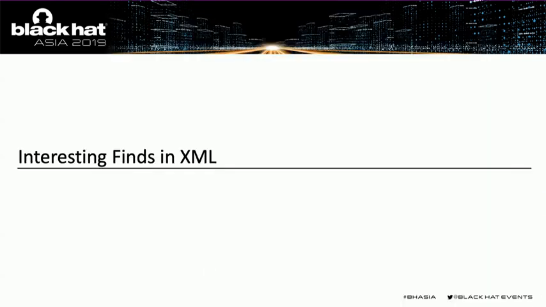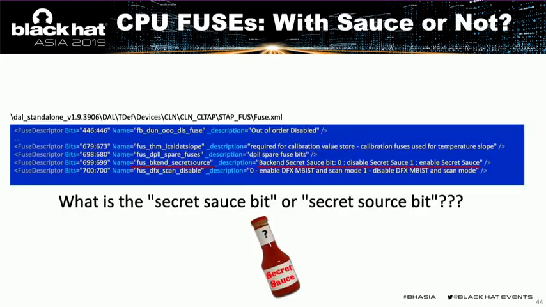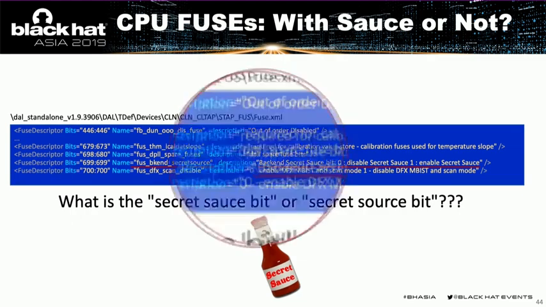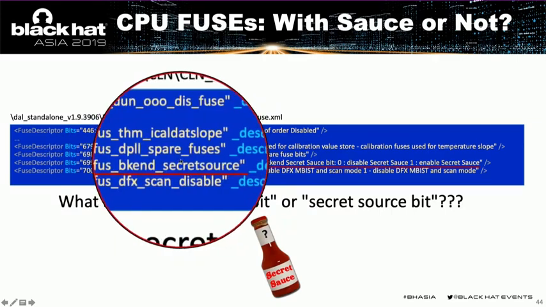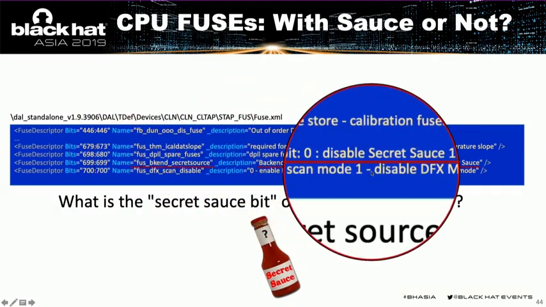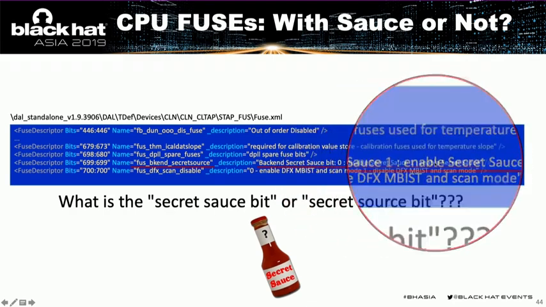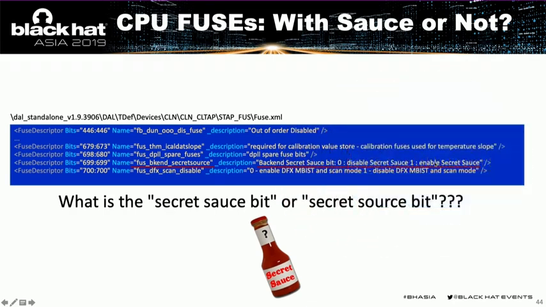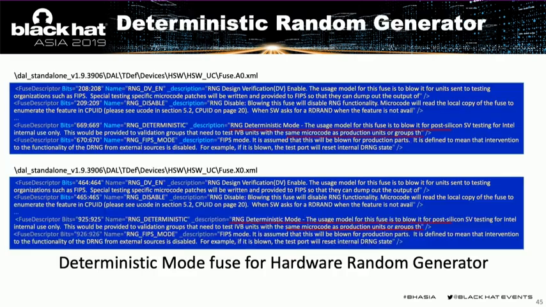Also, we found many interesting things in these decrypted files. We found a strange description for one of the fuses, some secret source, backend secret source bit, disable secret source or enable secret source. We don't know what it means, but it looks strange.